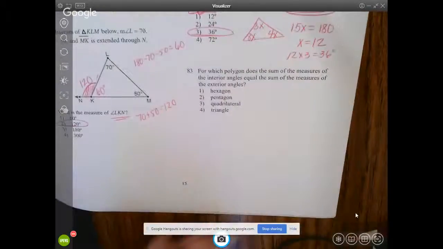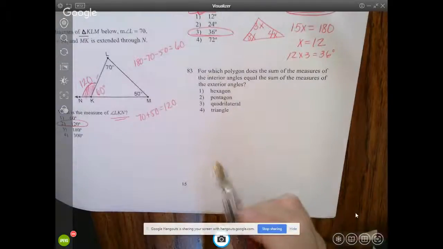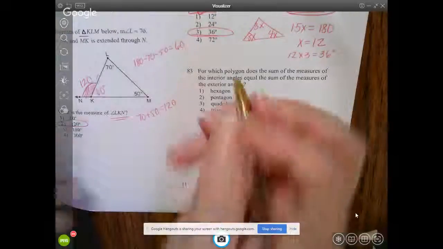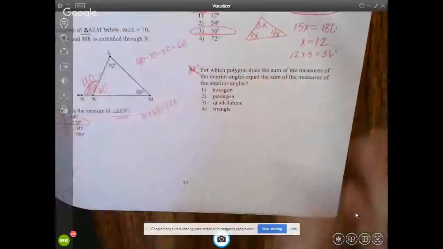Let's see. 83. For which polygon does the sum of the measures of the interior angles equal the sum of the measures of the exterior angles? You will definitely not have this in Georgia. Let's cross it out. The answer is 3, but you don't need to do this one.